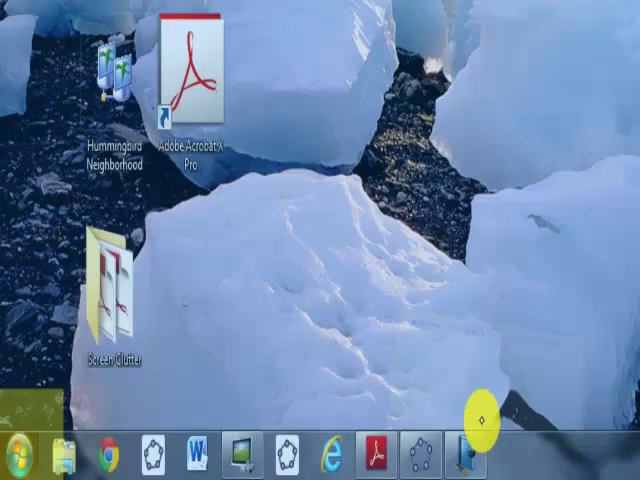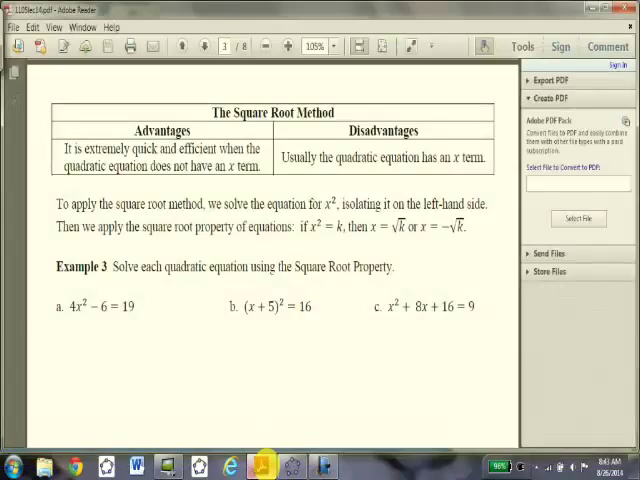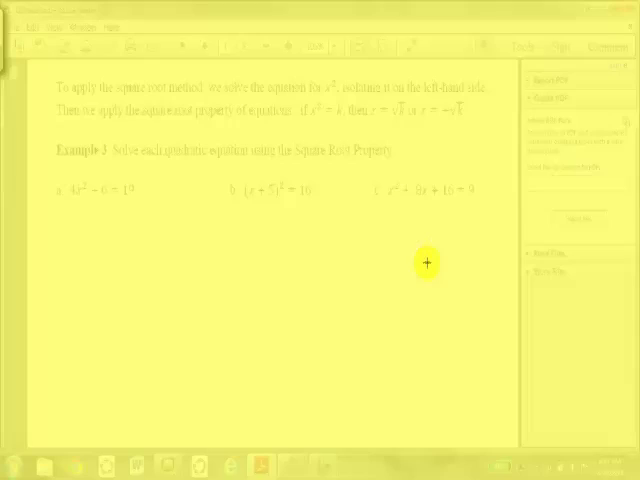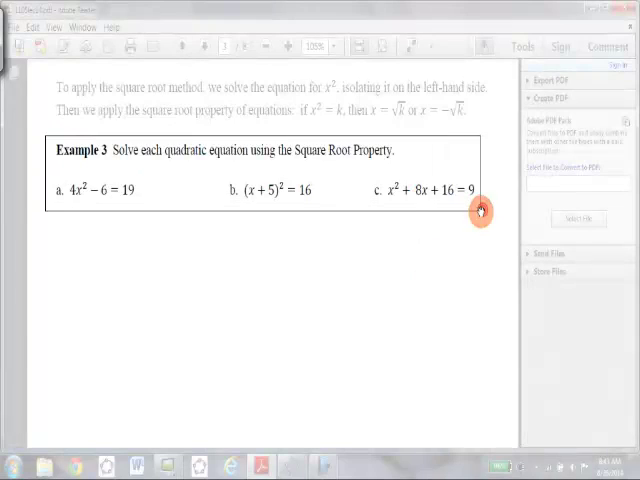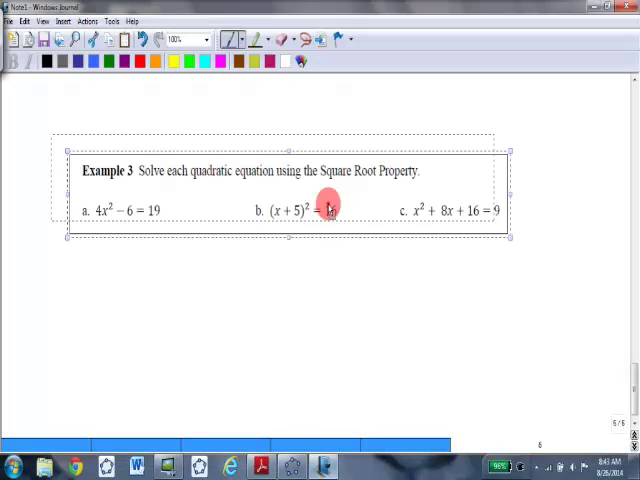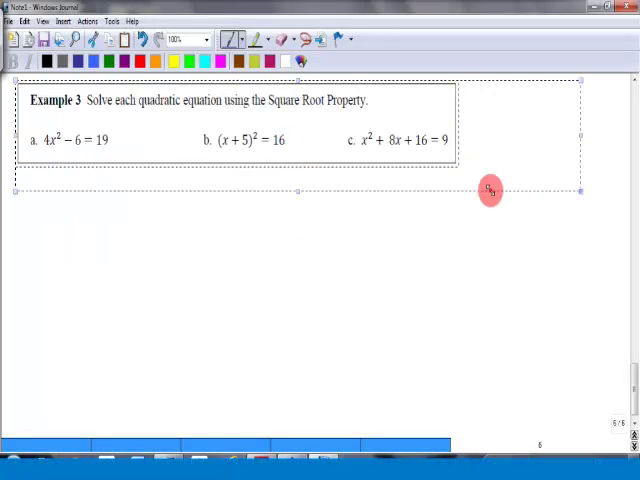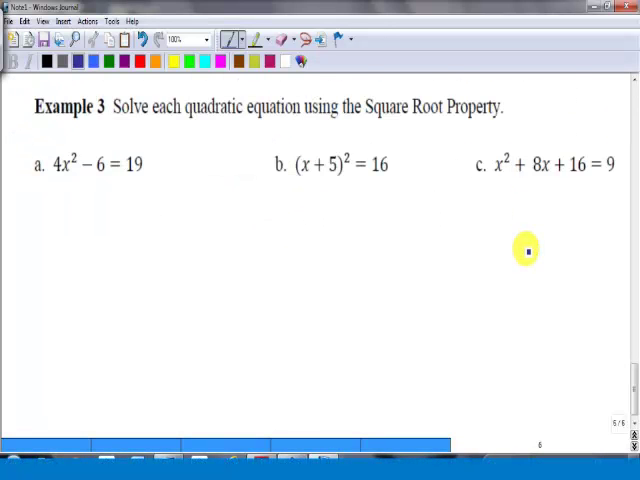Let's try this on. Sorry about that, not trying to make you dizzy, I just punched the wrong thing here. Example 3. The first one, 4x squared minus 6 equals 19. We see 3 terms, but there's no x term. So I'm happy about that. It means it's easier to solve.